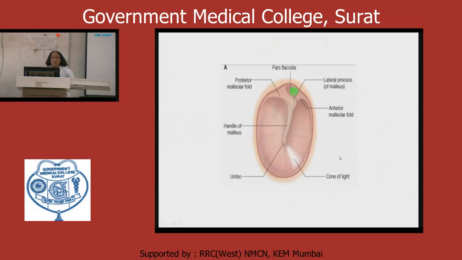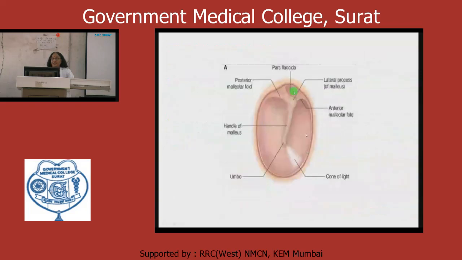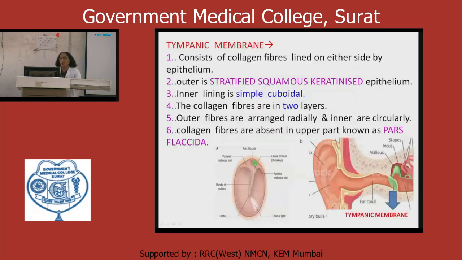Now the collagen fibers are also in the central core of the tympanic membrane in two layers. Again, the outer fibers and inner fibers. The outer fibers are, in the given diagram, arranged radially from the center. So the outer collagen fibers are radially arranged in the figure. Now the inner fibers are arranged circularly.